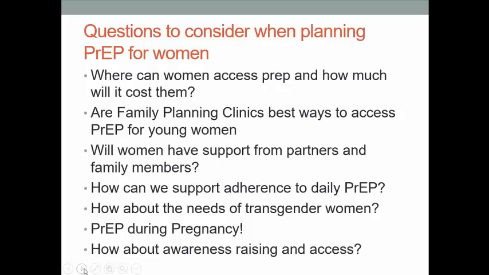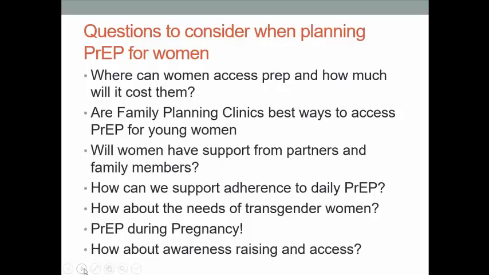And will women even have support from their partners and family members? And what measures are we putting in place to guarantee women that kind of support? And how can we support adherence to daily PrEP for women? We know that PrEP will only work if one adheres, so what plans do we put in place to support adherence for women? Another thing to consider is transgender women. They have their own needs, and it's important to always consider their needs when we're planning PrEP for women.